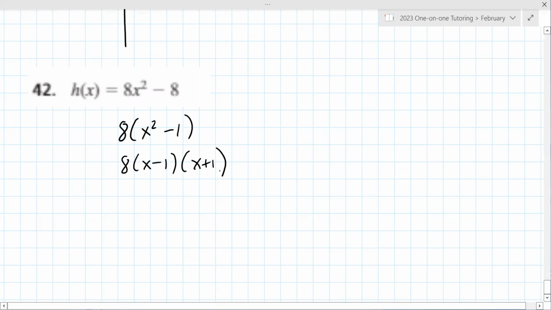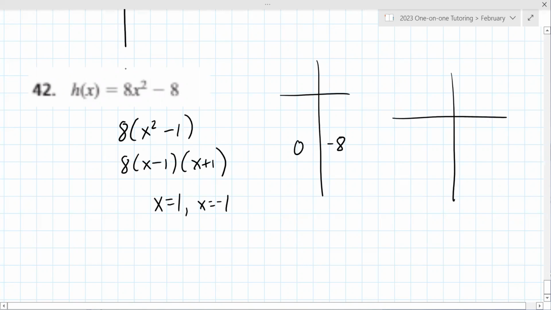So then it would be 1 and then -1 would be the thing. So then the middle would be 0. That's right. And then 0 minus 8 is -8. Yes, there's your vertex. And this opens up because the A is positive. So this one's not too bad to graph.